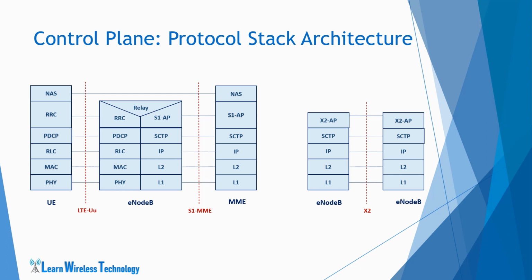The rest of the layers below the X2AP layer are the same as those below the S1AP layer in the S1 control plane protocol stack. SCTP is used over IP for transferring signaling messages, and the physical layer is based upon electrical or optical connection.